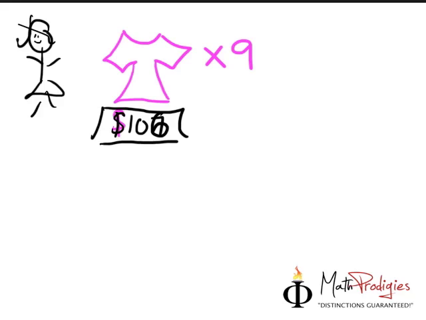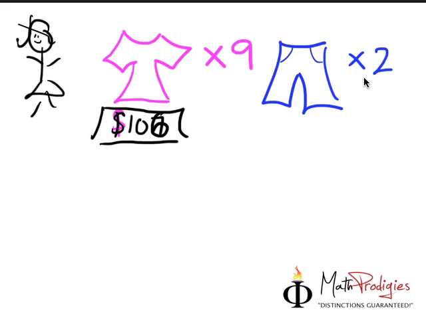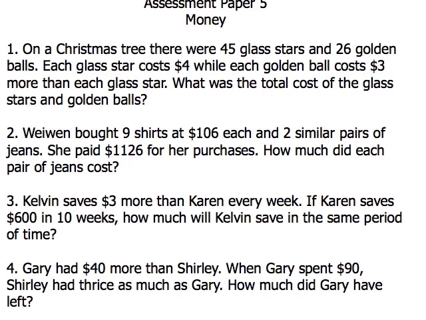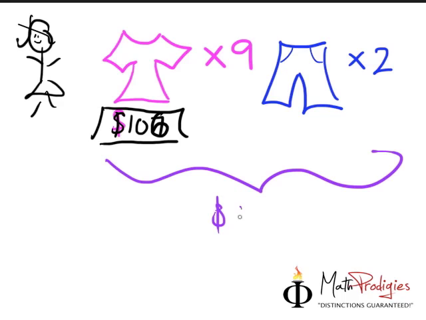So let's use a different color. Let's use a blue color over here, and we have jeans. 2 pairs of jeans. How many? Times 2. And the total cost of the purchase was actually how much? $1,126 all together. So the question is, how much does this one cost?